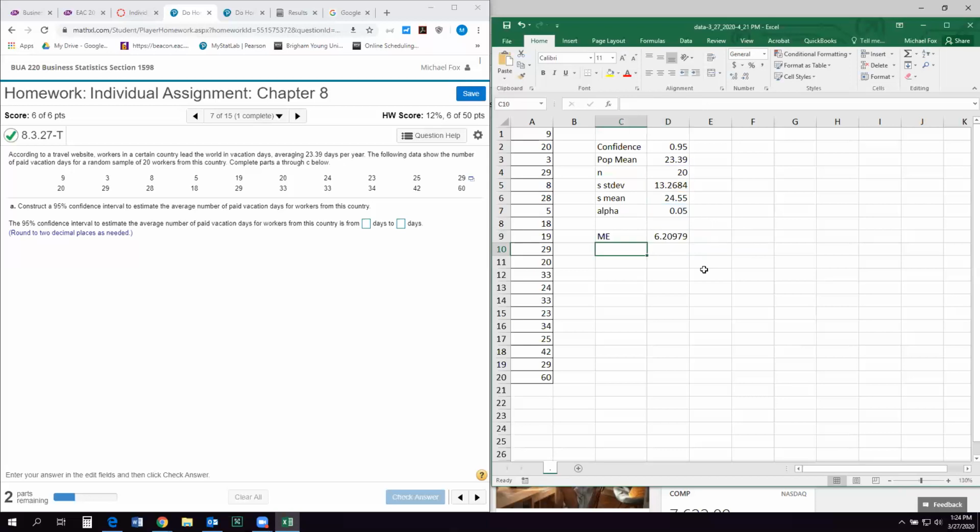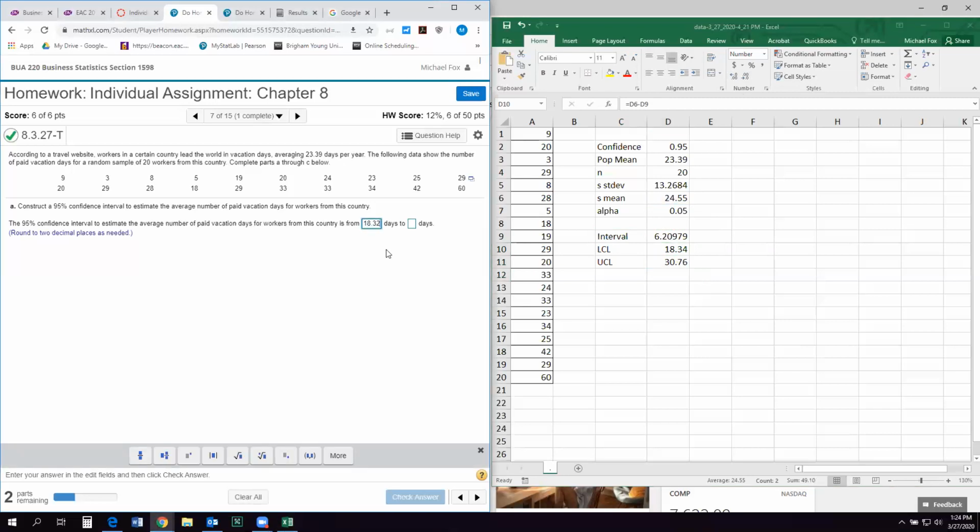So in fact, I'm going to label this interval. I think I like that name better. Now my lower confidence limit and my upper confidence limit are simply the sample mean minus the interval, and the sample mean plus the interval. Rounded to 2 decimals, that's 18.34 days to 30.76 days.